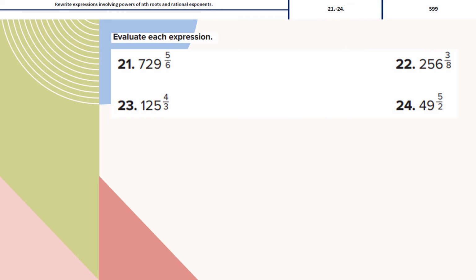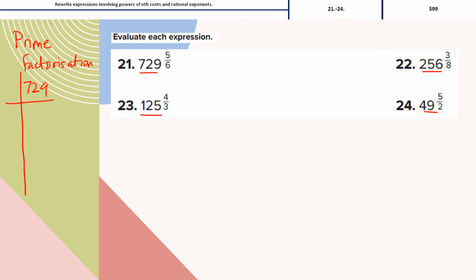Let's move on to nth roots and rational exponents. Here we are going to use the method of prime factorization for solving the question. So we'll do prime factorization of the numbers that you see here: 729, the base 256, 125 and 49. Now these are simple. This is 7 square, this is 5 cube, but for the bigger numbers 729 and 256 we need to do the prime factorization. So let's do it.